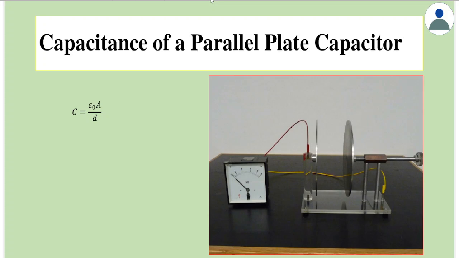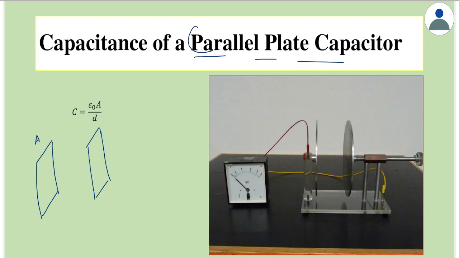Hello everyone, let's find out what is the capacitance of a parallel plate capacitor. Now here, a parallel plate capacitor means the capacitor contains two parallel plates as given here. You can think of the two walls of your room as two capacitor plates. Let the area of each plate be A.